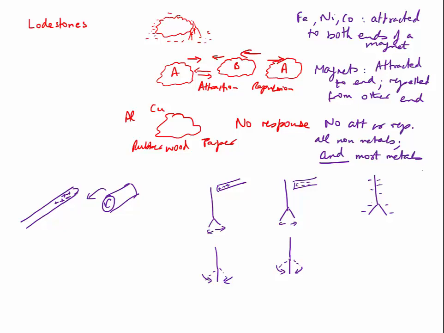And even after I removed the charged rod, the excess charges remain on the electroscope, so the leaves continue to stay apart until I touch them and ground them with my finger. So we have discussed all this before in this course. Let's see if we can make sense out of the magnetic properties using these concepts.